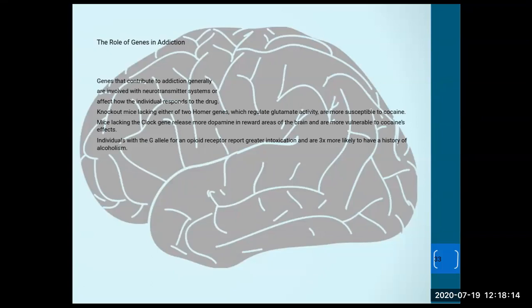So genes that contribute to addiction generally are involved with these neurotransmitter systems, especially dopamine. And they seem to affect how an individual responds to the drug. Well, with individual genetics, with individual alleles from mom and dad, we also know that different people are affected by drugs differently. So there may be somebody who it takes very little alcohol to get them drunk. Somebody that we'd call back in the day a cheap date, because you wouldn't need to buy that much alcohol for them to feel the intoxicating effects.